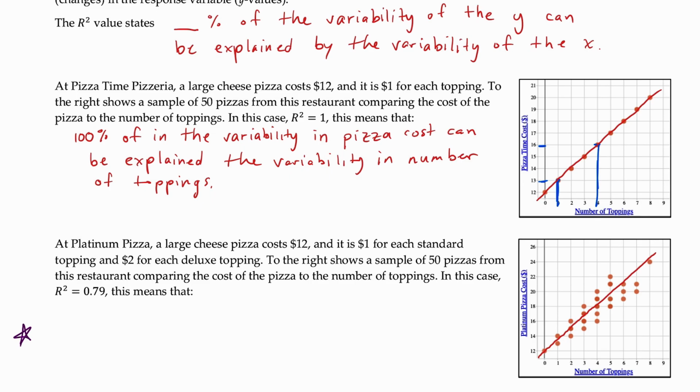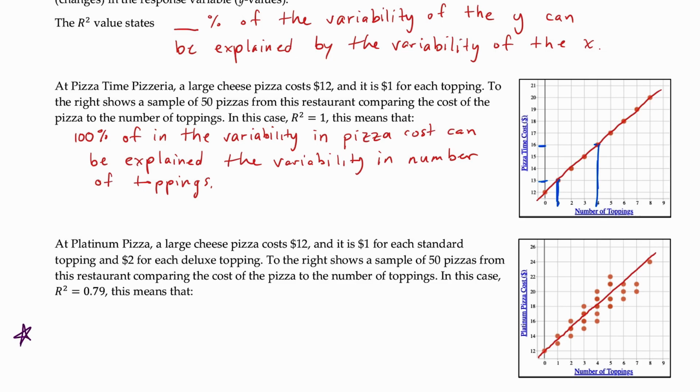So you should have said, and make sure that you actually write it down here. I put a purple star to remind you to write in your explanation, but you should have said something along the lines of 79% of the variability in pizza cost can be explained by the variability in number of toppings. So we're going to break down what that really means. 79%, where's this sort of number coming from? Why is that sort of making sense? So let's think about a similar situation here.